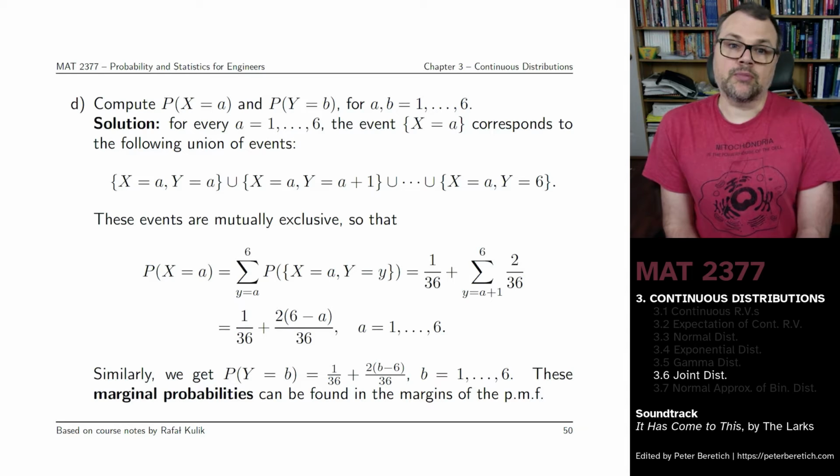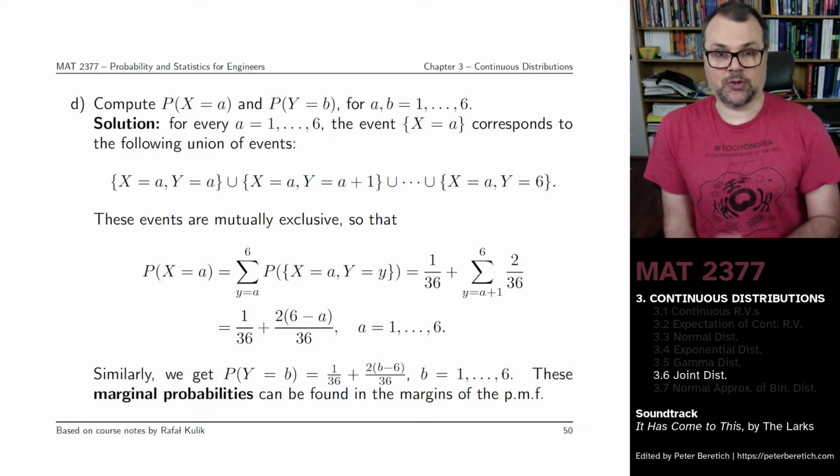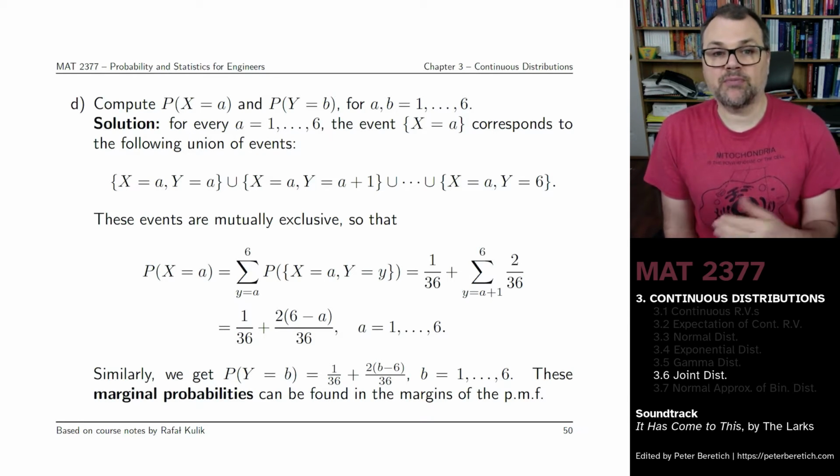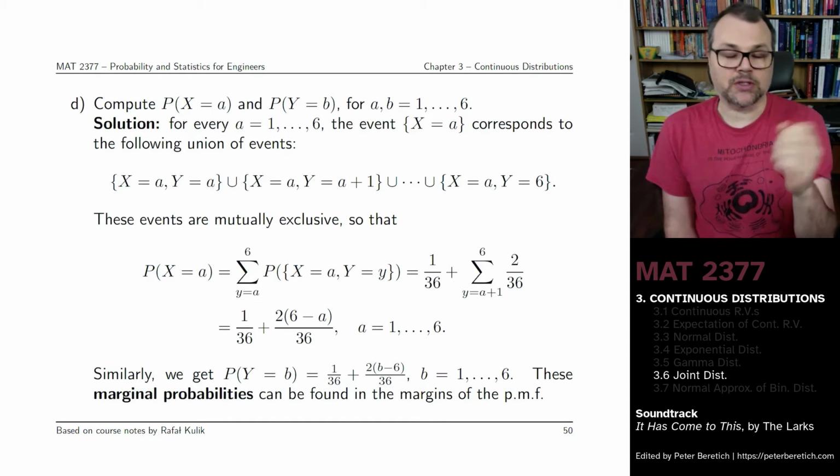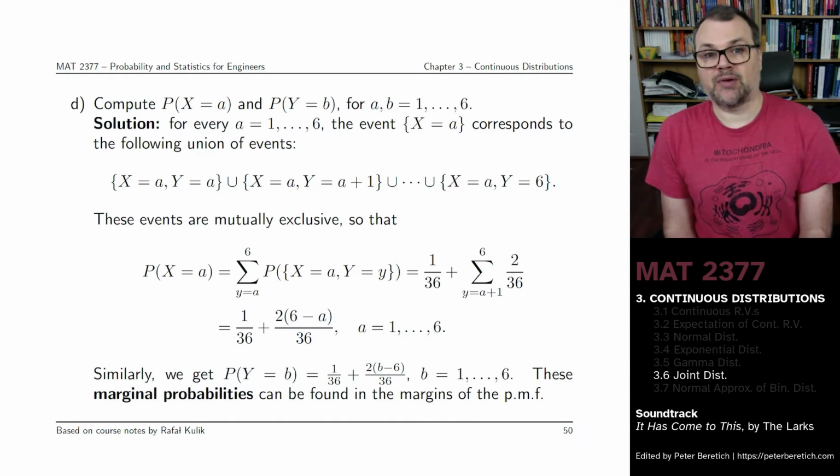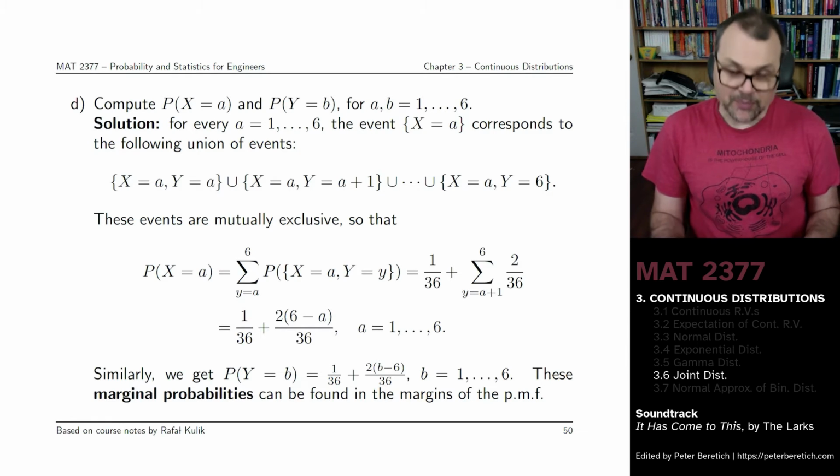Now, can you compute the probability that x is equal to a or y is equal to b? What's the probability that the smallest roll, for instance, would be equal to 3? And what's the probability that the largest roll would be equal to b? Let's go back to the table for a second here.